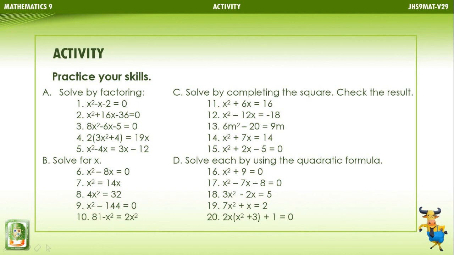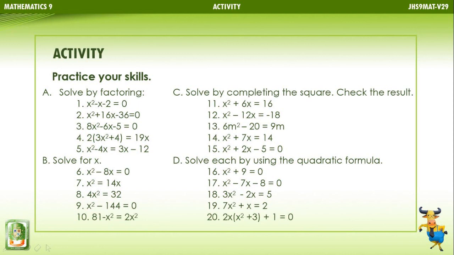B. Solve for x. 6. x squared minus 8x equals 0. 7. x squared equals 14x. 8. 4x squared equals 32. 9. x squared minus 144 equals 0. 10. 81 minus x squared equals 2x squared.